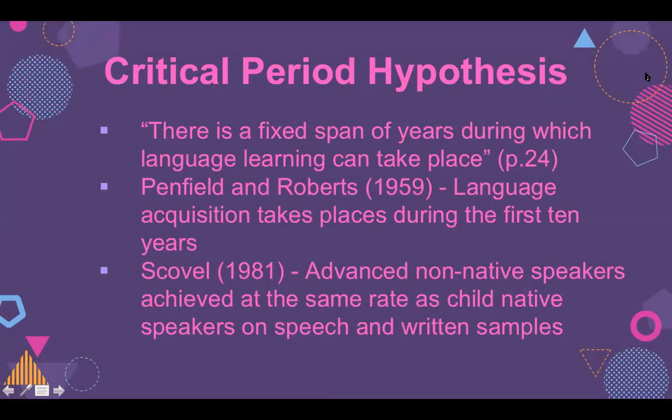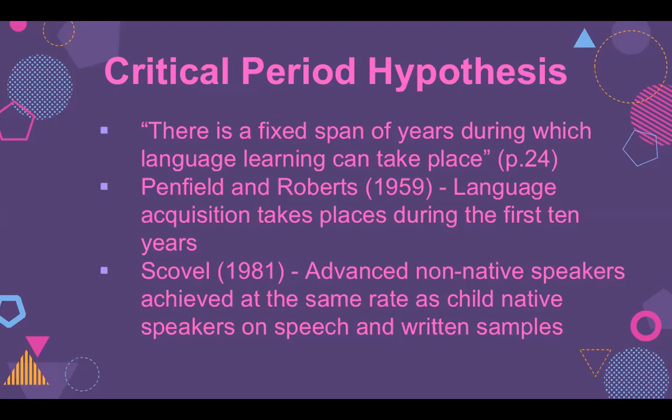The critical period hypothesis also goes along with the topic of age. The hypothesis says that there's a fixed span of years during which language learning can take place easily, and that after that time, it's much more difficult. There was a lot of talk about this at one point. It's called CPH. Penfield and Roberts said language acquisition takes place during the first 10 years, and after that it becomes much more difficult and you can't attain as high.